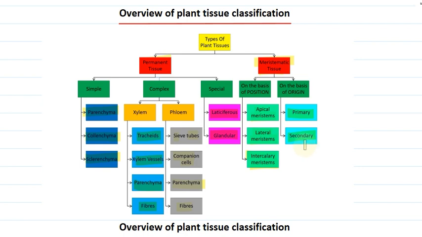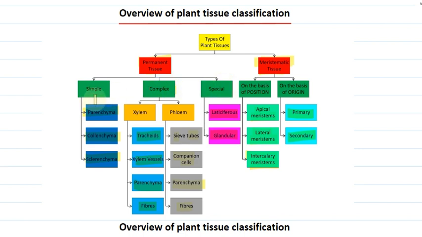Now let's quickly revise everything that we have covered today. We saw the types of plant tissues. There are mainly two types: permanent tissue and meristematic tissue. Permanent tissues are those which do not divide at all. They take up a permanent shape, size and function. Permanent tissues are further classified as simple permanent tissues, complex permanent tissues and special tissues.